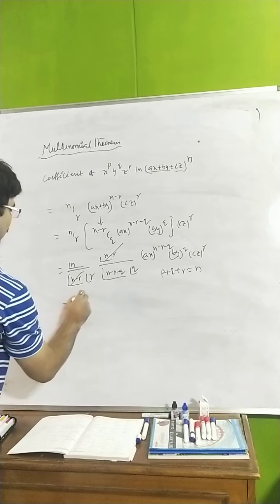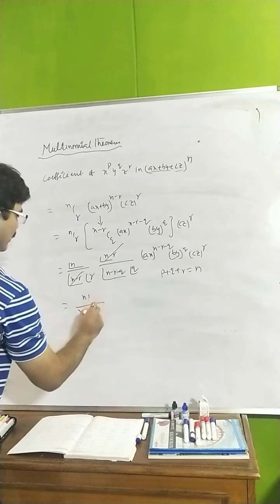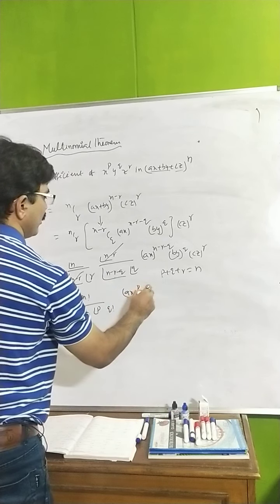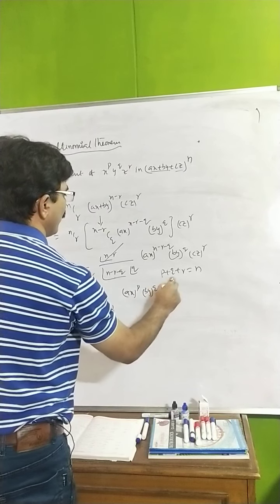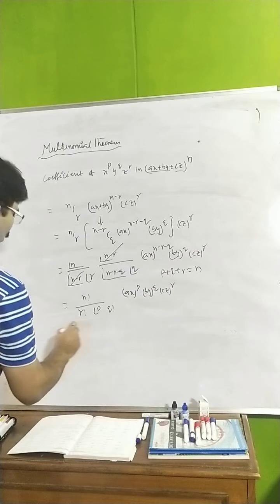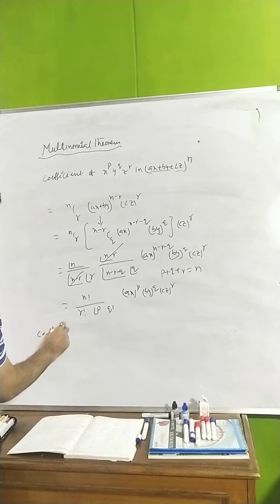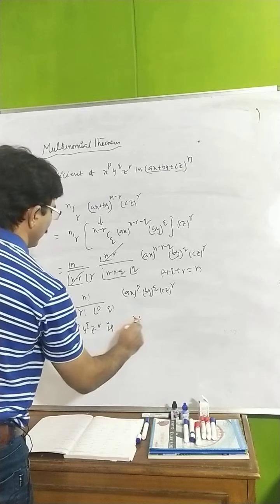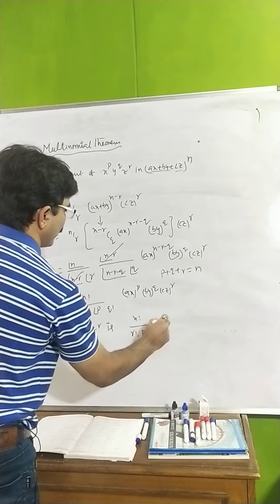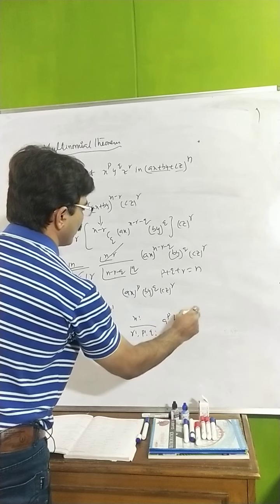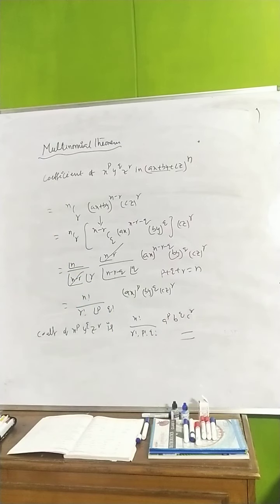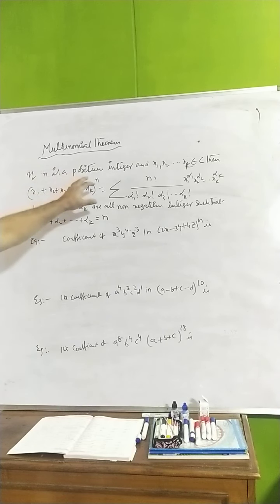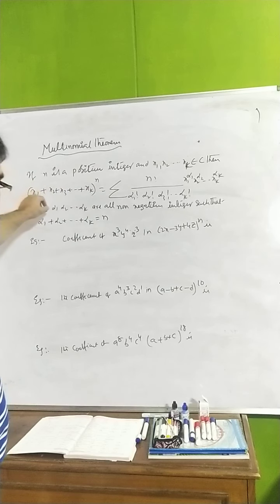If this exists, then you can write n factorial by r factorial, p factorial, q factorial, and here (ax) to the power of p, (by) to the power of q, (cz) to the power of r. Right. Now, what is that? You can say that the coefficient of x to the power of p, y to the power of q, z to the power of r is n factorial by r factorial, p factorial, q factorial, a to the power of p, b to the power of q, c to the power of r. Like this we are going to find. Okay, this is the generalized way of representing the multinomial theorem to find the coefficient.